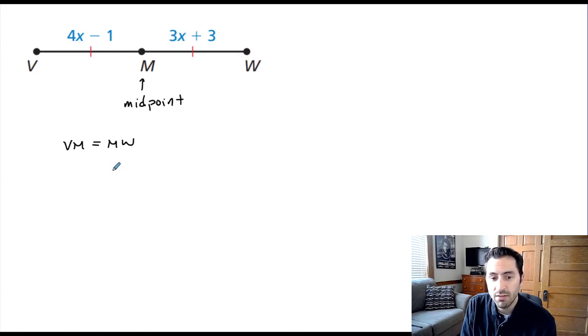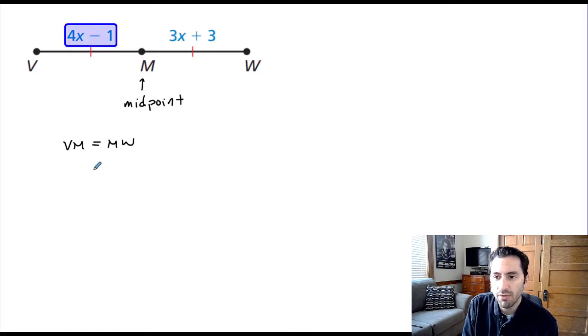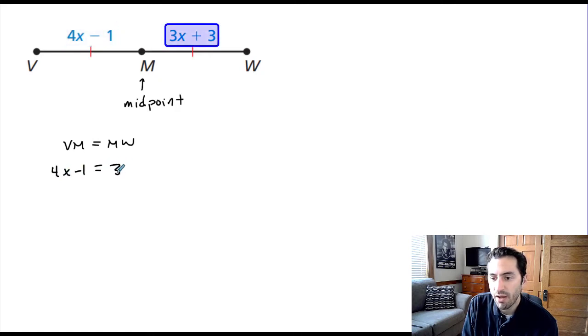Now we can set this up with a little bit of substitution. VM is being represented by 4x minus 1, and MW is represented by 3x plus 3. So just substituting those in, from here we can just use some algebra to finish this up. Let's subtract 3x from both sides. Let's add 1 to both sides. And we get x is equal to 4.